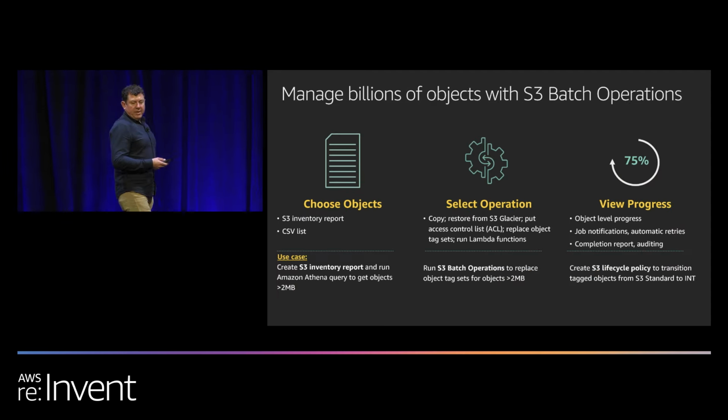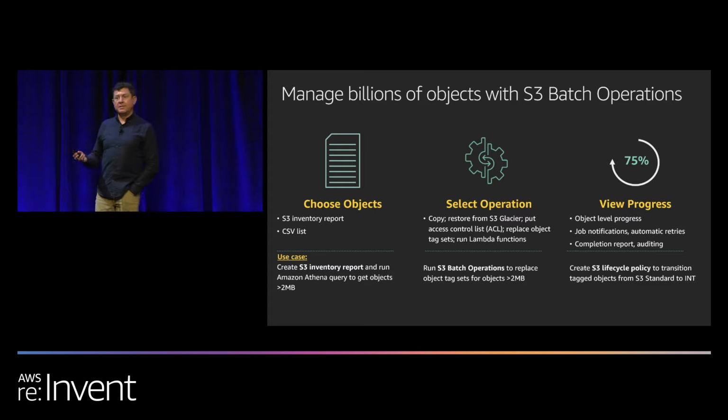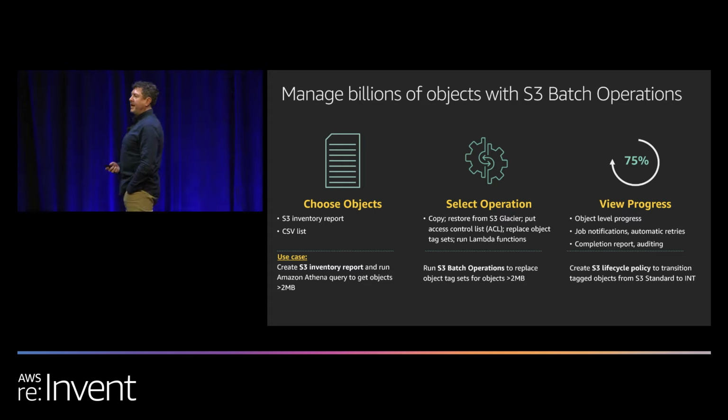So we touched on batch operations earlier. This is a great tool that you can take advantage of that will help you manage and implement some of these policies on massive data sets. So you might have millions or billions of objects, and you want to, say, implement a lifecycle policy around them. And so I've pulled the S3 inventory report. I've got a listing of all my objects.